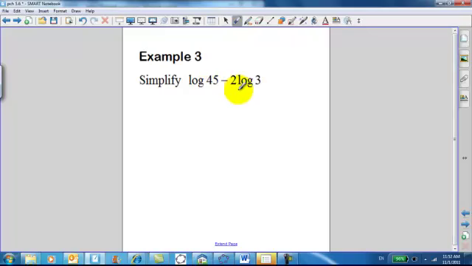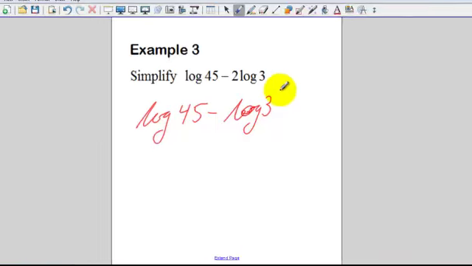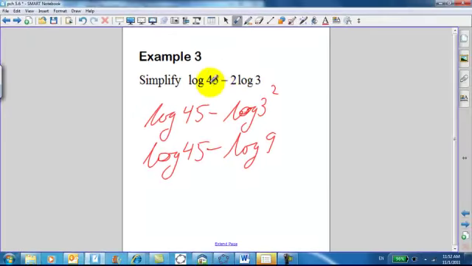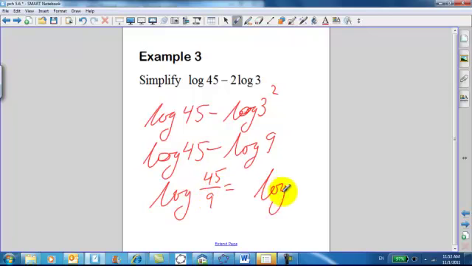Simplify log of 45 minus 2 log of 3 without a calculator. Well, we can first use the power rule to get this 2 inside as a power. So it's the common log of 45 minus the common log of 3 squared, which is the common log of 9. Now I can use the quotient rule. A lot of kids mistakenly use the quotient rule on this right away. You can't, because the quotient rule says you've got a difference of logs, and you've got a log minus twice another log here. So I had to get that inside first. That becomes the log of 45 ninths, which simplifies down to the common log of 5.